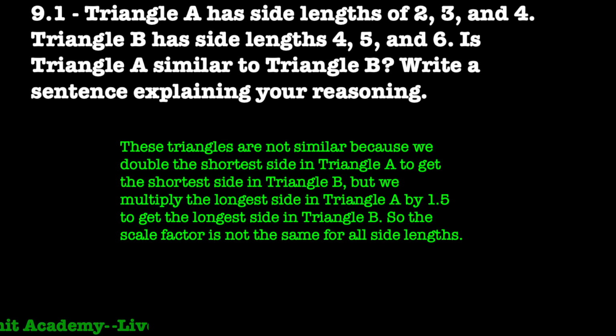And so what we can do is this. We can write and say these triangles are not similar because, since that's a good sentence starter, we're making our claim. We say we double the shortest side of triangle A to get the shortest side in triangle B. However, when we multiply the longest side in triangle B by 1.5, we get the longest side for triangle A. So since these two scale factors are not the same, 2 versus 1.5, they are not similar. So they have to be the same scale factors.